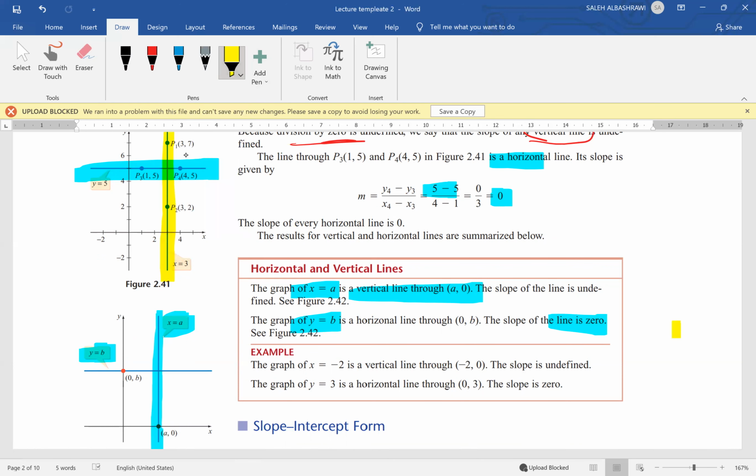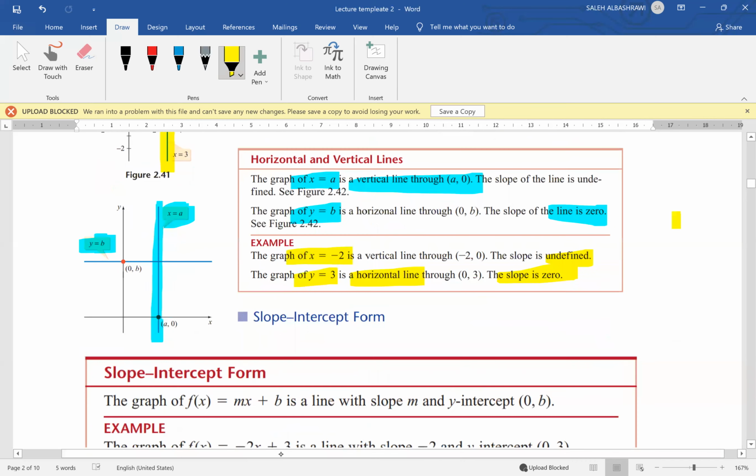So x equal to minus 2 is a vertical line. There is no y variable. It is a vertical line, the slope is undefined. And for the graph of the equation y equal to 3, because there is no x in the equation, it is a horizontal line. The slope is equal to 0.